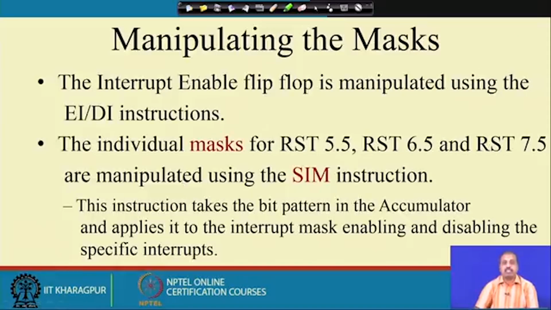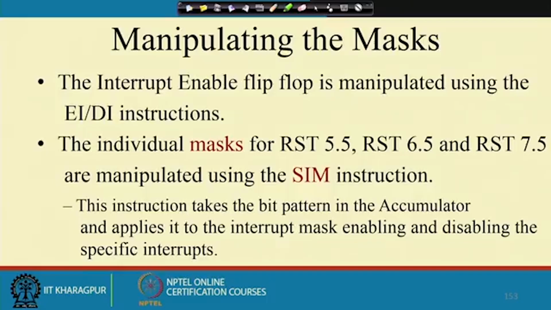Now, since the masks are there, we must know a technique by which these masks can be manipulated. One way to manipulate the interrupt enable flip flop is through the EI and DI instructions. But the individual masks for 5.5, 6.5 and 7.5 are manipulated using the SIM instruction, which stands for set interrupt mask. Using this SIM instruction, we can manipulate the setting of these mask flip flops.